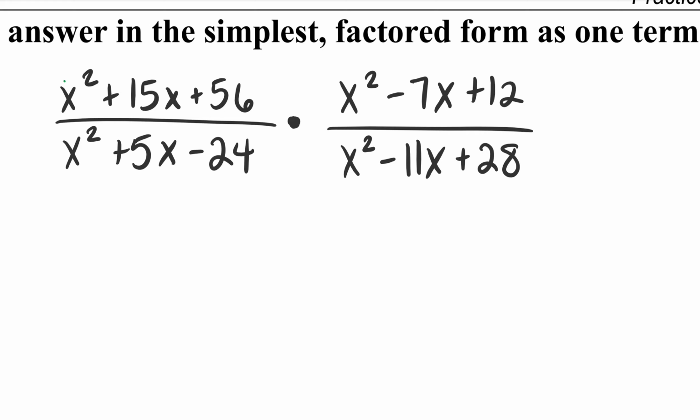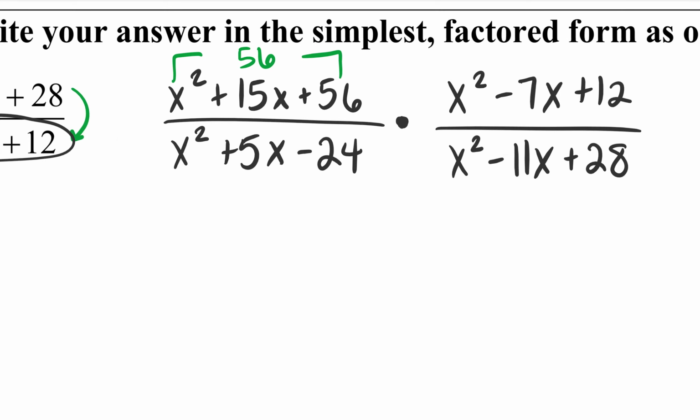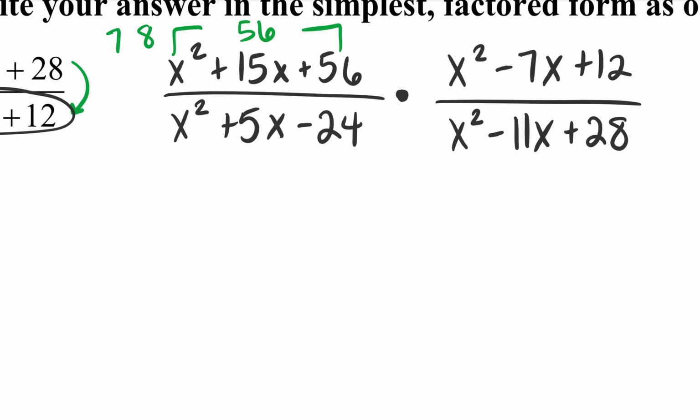So let's start at the top left. So I do first times last gives me 56. Now, what multiplies to 56 and adds to 15? That would be 7 and 8. Okay, so just below this, I'm going to go ahead and do x plus 7, x plus 8. Okay, so that's my first one.